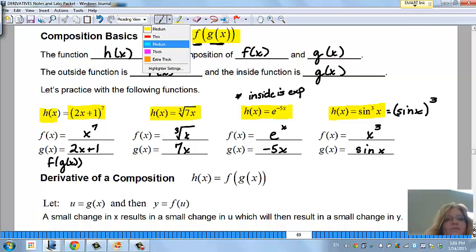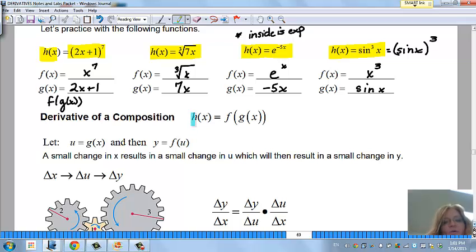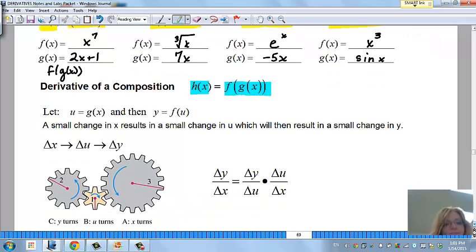Okay, so let's look at the derivative of a composition. Here I have h of x is f of g of x, the same thing as above. Now when you do the derivative of a composition, and this is just the basics, I'm going to show you how to actually do this, a lot of textbooks will call your inside function, for the sake of simplicity, a u. So u is really g of x, just to make life a little bit easier.